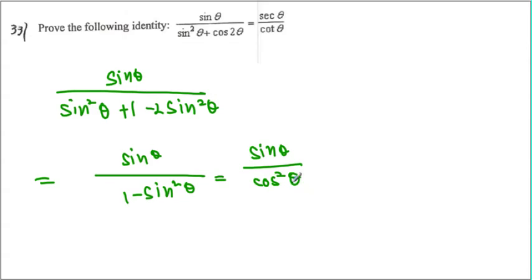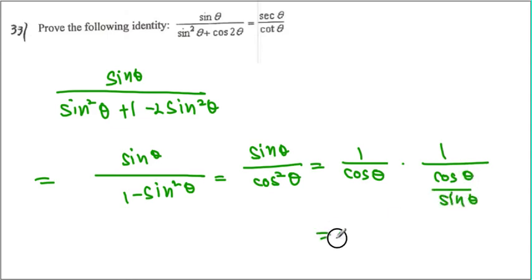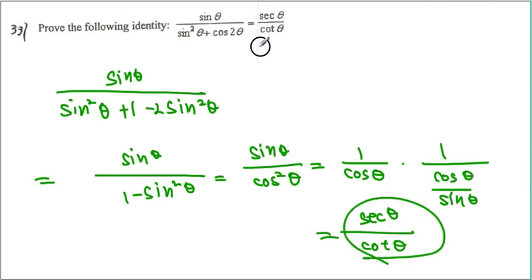But what is that in fact? Yes, if you're to rewrite this one, then this will be equal to 1 over cosine theta times 1 over cosine theta over sine theta. So here this portion becomes secant theta over cotangent theta, which is equal to our choice.